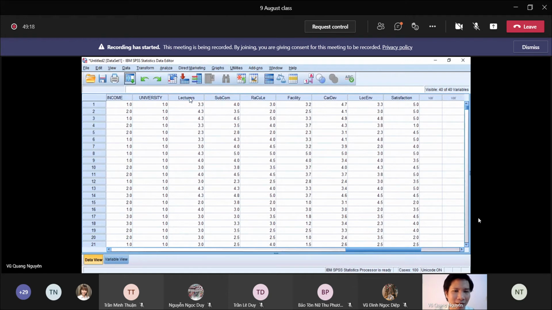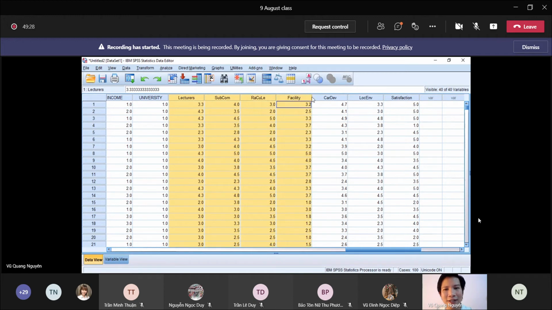You know that already. I based it on lecturers. It means the perception of students on their lecturers, subject complexity, rationality of curriculum's length, facility, career development, location, environment, and satisfaction. 1, 2, 3, 4, 5, 6, 7. 7 dimensions. You see all of them are in people's mind.